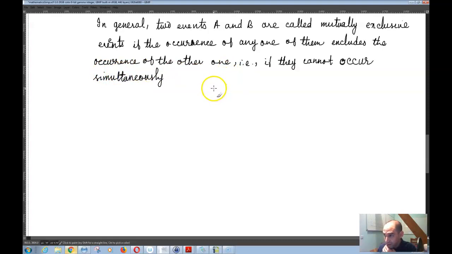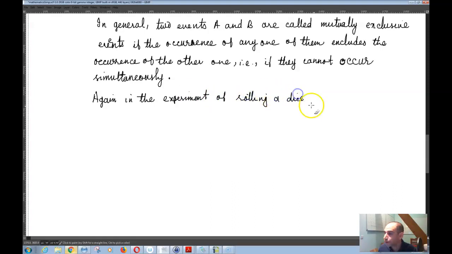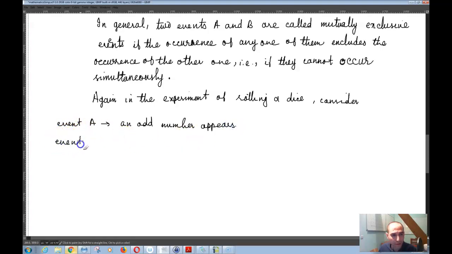In this case, the sets A and B are disjoint, meaning that, of course, if the two sets are disjoint, then they're mutually exclusive. And again, in the experiment of rolling a dice, consider the event A, which is an odd number appears, and the event B, which is a number less than 4 appears.